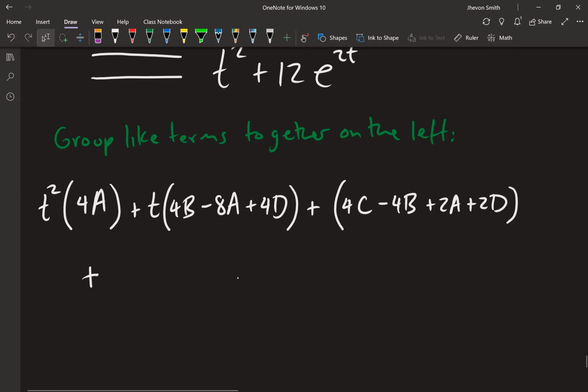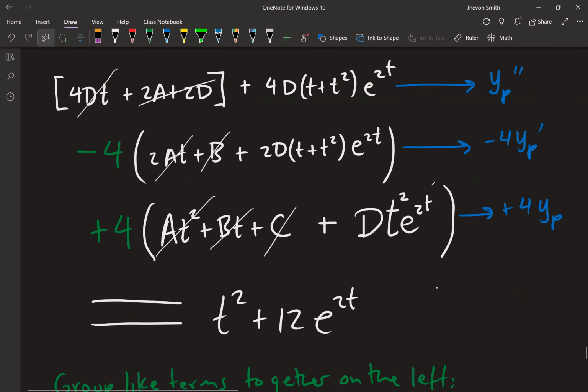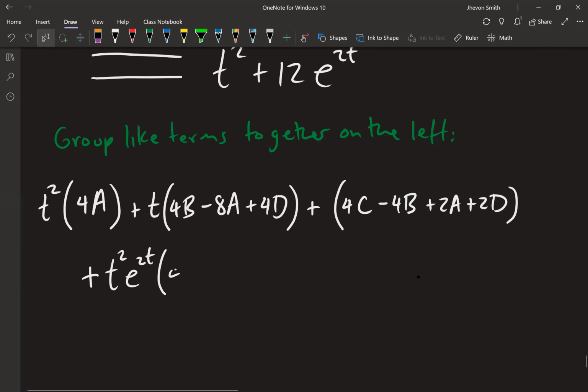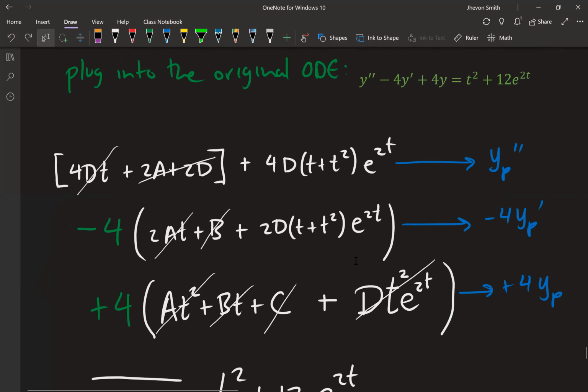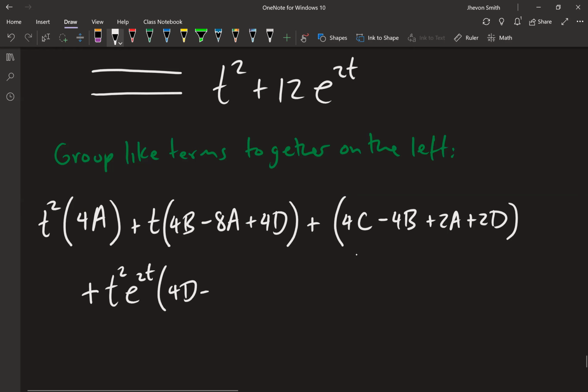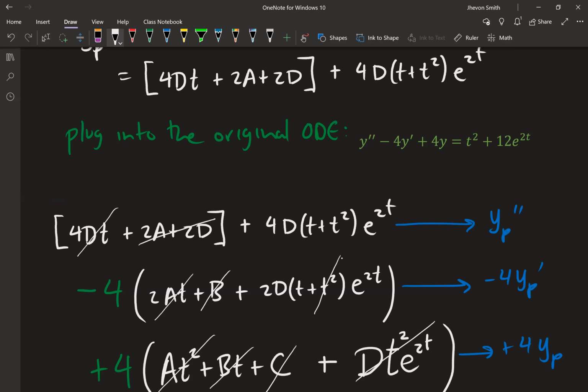Okay, now plus, where are all my t squares times e to the 2t's at? I have one here. So 4d. I have another 4d. I have another one here. So that's going to be minus 8d. I have another one here. It's plus 4d.